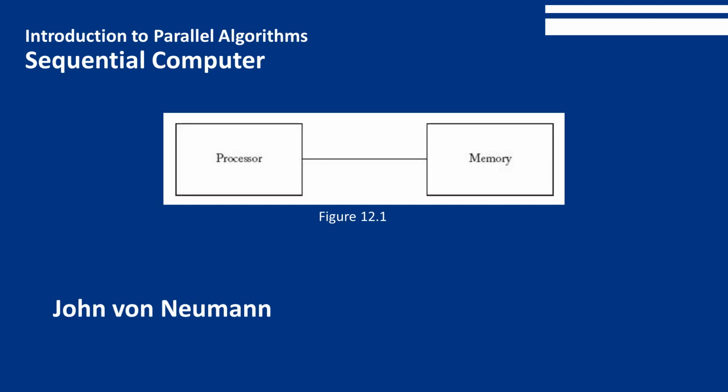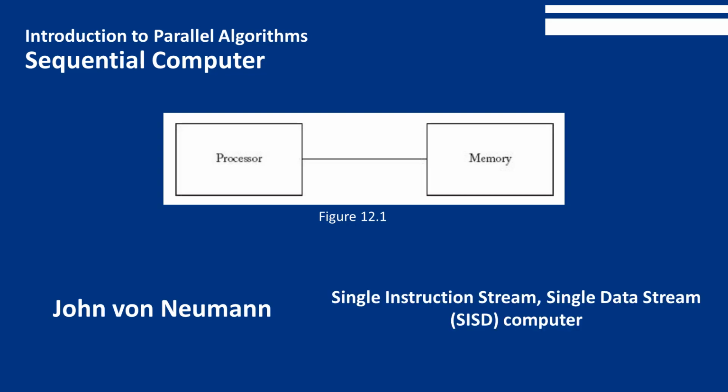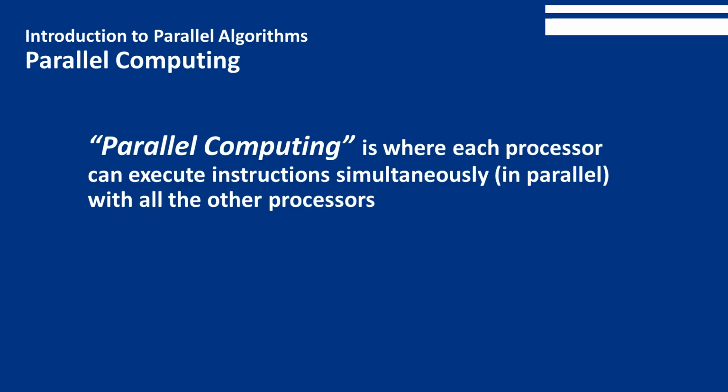As Figure 12.1 illustrates, this model consists of a single processor, called the central processing unit, and memory. The model takes a single sequence of instructions and operates on a single sequence of data. Such a computer is called a single instruction stream, single data stream computer, and is properly known as a serial computer. The previous example provided is relevant to parallel computing.